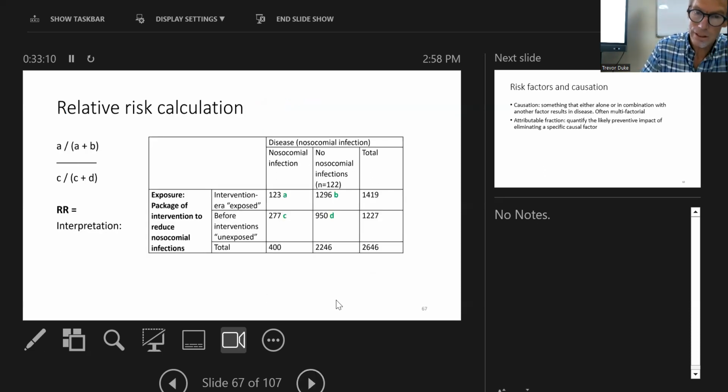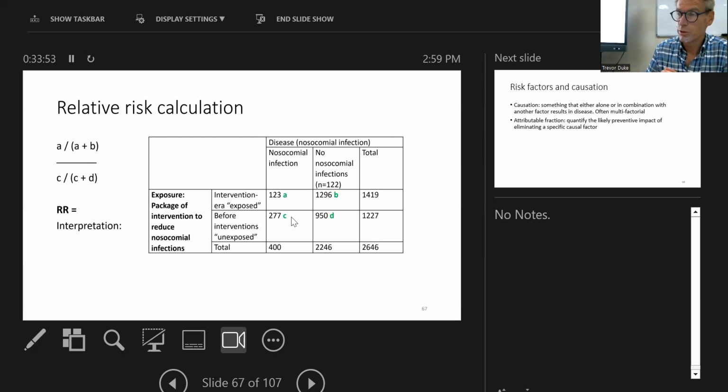Okay. So these are the data. I pulled it out from the paper, and before the intervention, there were 1,227 children, right? And of those, 277 had a nosocomial infection. And it was a good study because they defined nosocomial infection in a very detailed way, and there was a clear definition of lots of different types of nosocomial infections, and they used microbiology and bacteriology to identify nosocomial infections. So it was a very tight, I would say, definition of nosocomial infections.